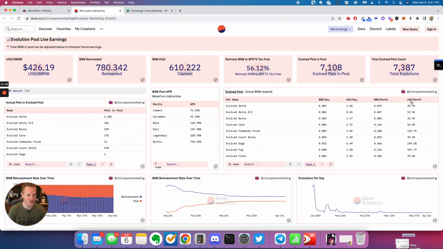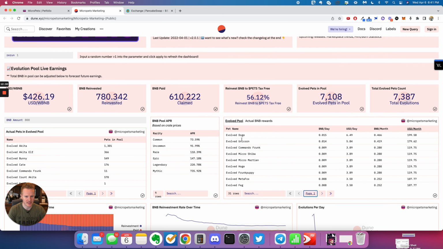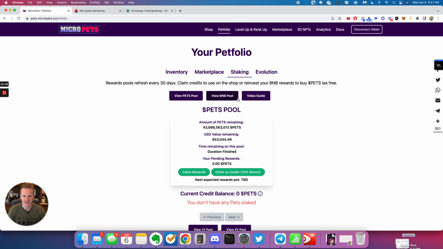Some of these, like the unicorns, if I go back to page one, yeah, they can make like 200 bucks a month. And then for the non-evolved ones, you can claim as pets. After you evolve, you can claim actual BNB. You can claim BNB with a tax, or you can reinvest as pets for free. And in the pets pool, you can claim, or you can claim as credit that you can use, I believe, in the marketplace. So, yeah, very cool.